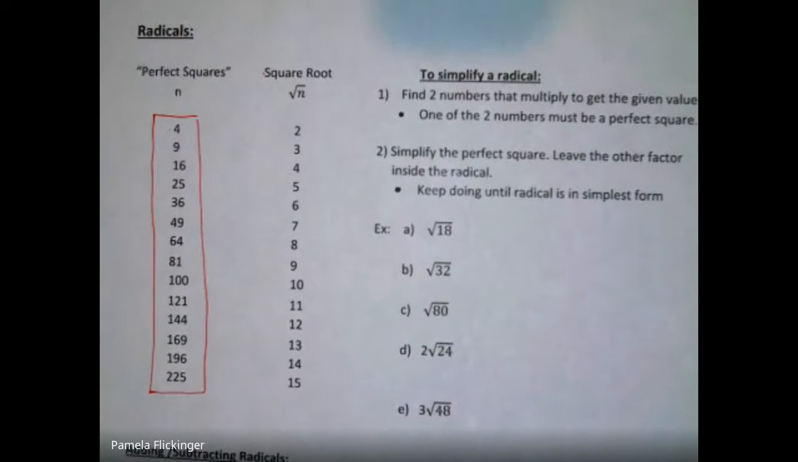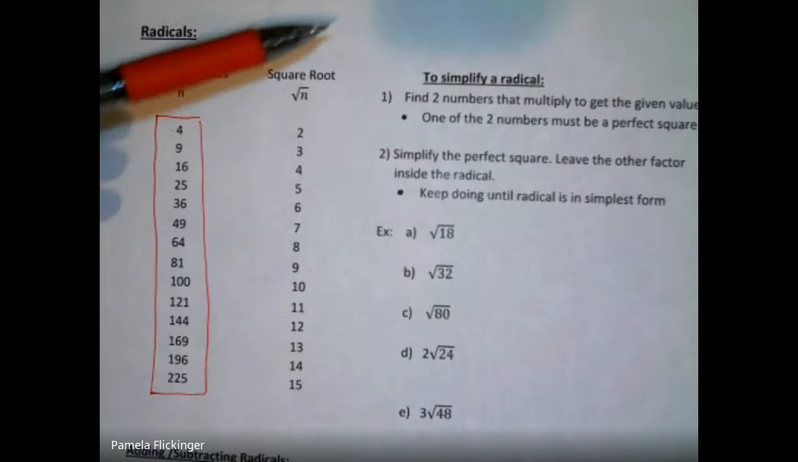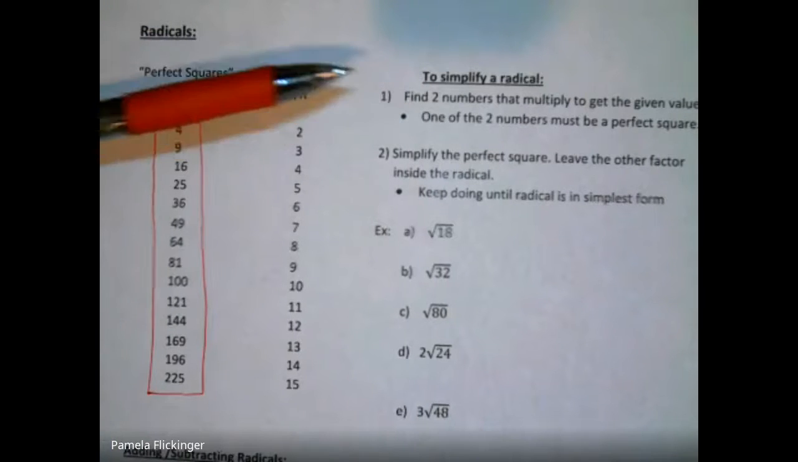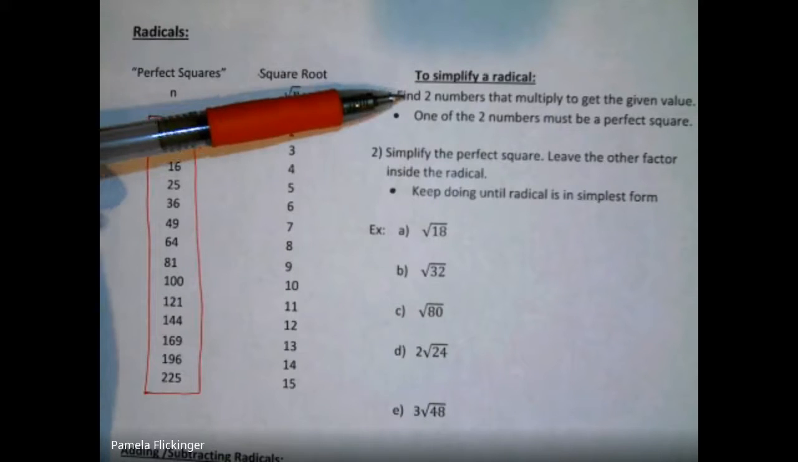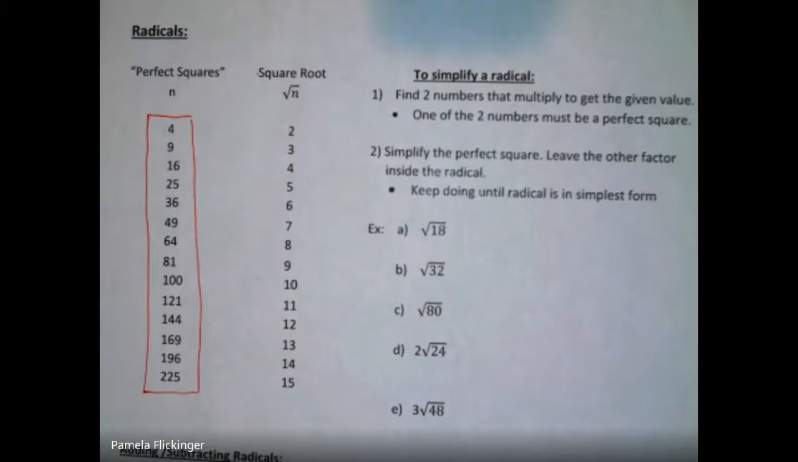So when we are simplifying radicals, you're trying to find a number on this list that will divide evenly into the number we're working with, okay? How do you simplify a radical? We want to find two numbers that will multiply to get the given value. So whatever number's under that radical sign, we want two numbers that multiply to be that value. One of the two numbers must be a perfect square. If you can't find one, then it may already be simplified.